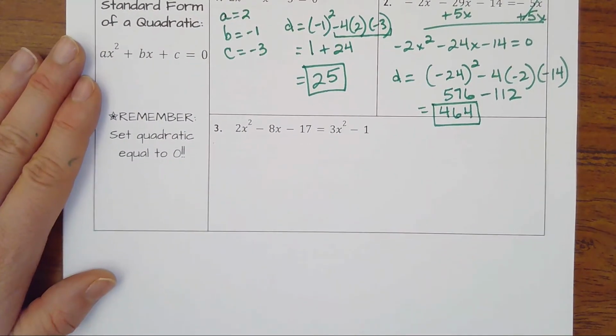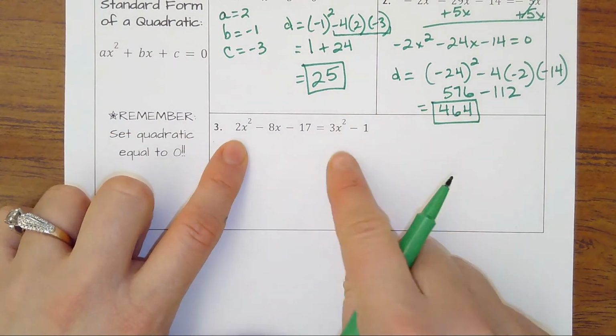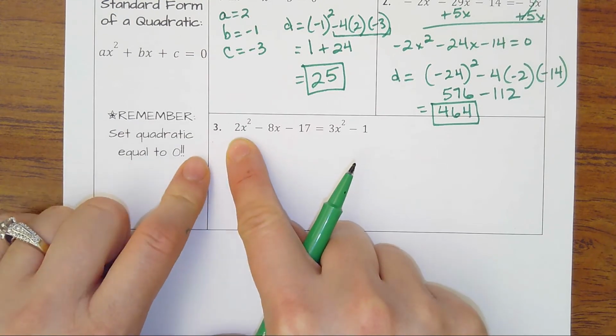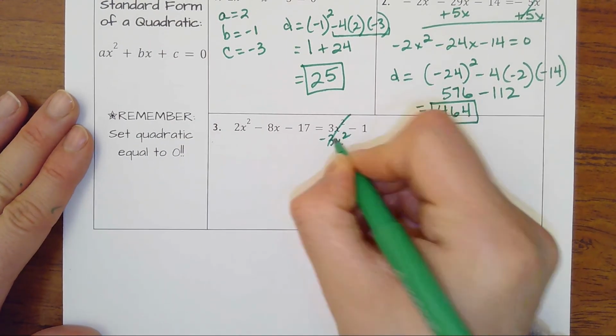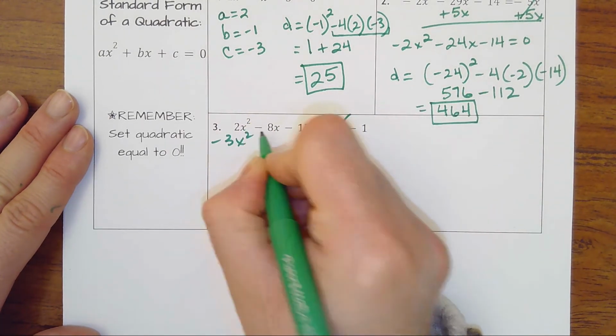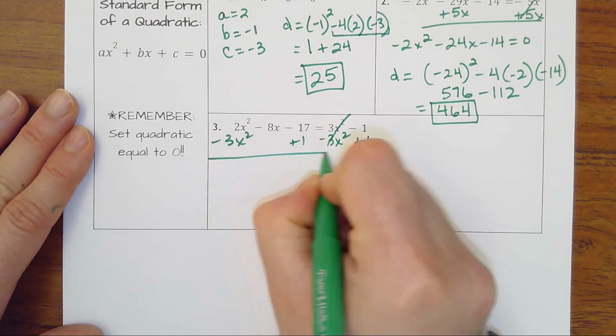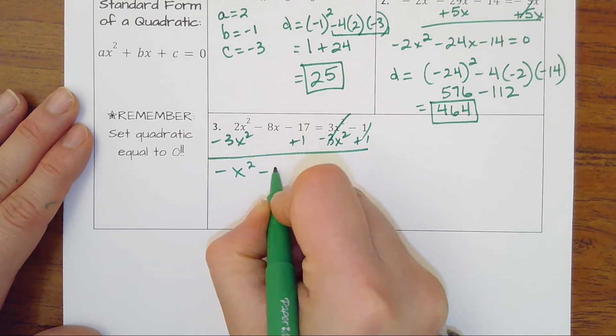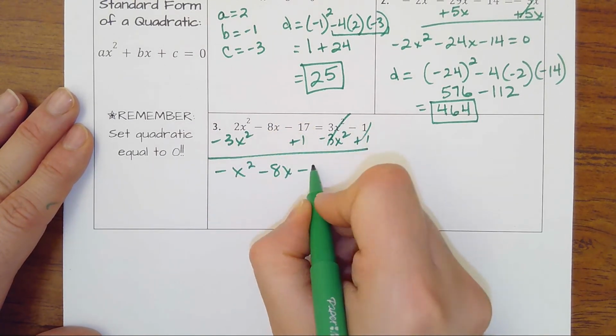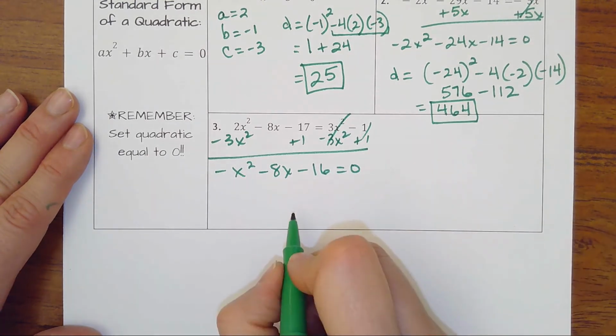And then the last one, you've got options here. You can subtract your 3x squared over, or you can subtract your 2x squared over. This seems like less work to me. Two minus 3 is -1, x squared minus 8x, -17 plus 1 is -16. And then you would do your discriminant.